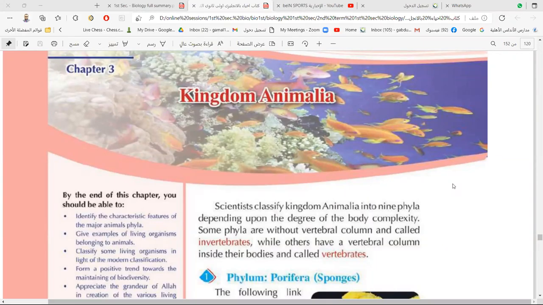Bismillah ar-Rahman ar-Rahim. Welcome, my dear students of Senior 1, to a new biology session. Today, we'll continue our discussion in Chapter 3, Classification.